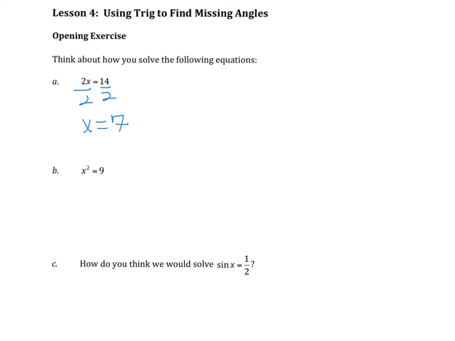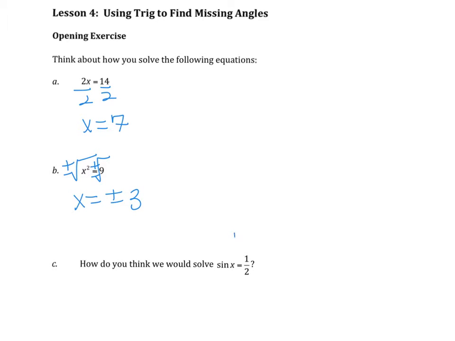x squared is equal to 9. We need to reverse the process of squaring a number, so we're going to take the square root of both sides. We also are going to have a positive and negative result. So x is equal to plus or minus 3. How do you think we would solve sine of x is equal to 1/2?